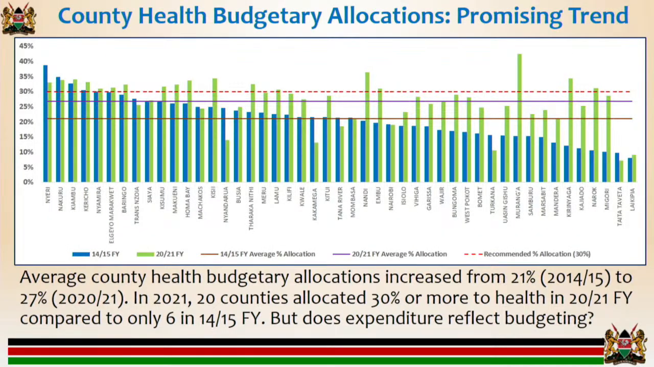Looking at county health budgetary allocations historically, there has been a very promising trend, and the counties have been setting aside more and more funds every year. And that, of course, is very positive, and it is a trend which we hope will continue. The only issue here is, does the expenditure also reflect budgeting? So the counties have to ensure that not only are the budgets in place, but that the financing and the expenditure also follow that budget.